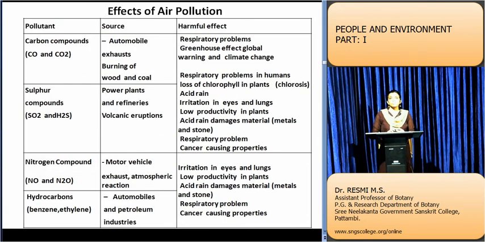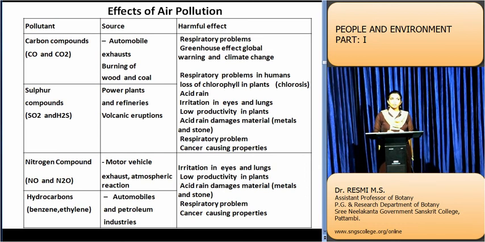There are so many effects of air pollution. I have made a table categorizing the major ones. The first pollutant is carbon compounds, and the major ones are carbon monoxide and carbon dioxide, which are mainly exhausted from automobile exhaust, burning of wood and charcoal, etc. The harmful effects: it mainly causes the greenhouse effect, global warming and climate change. Not only that, it causes certain respiratory diseases in humans.